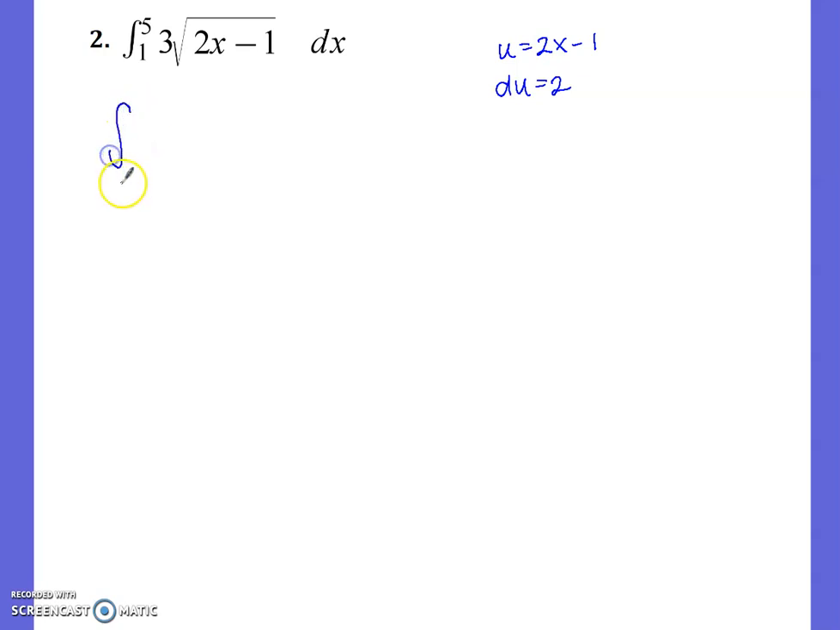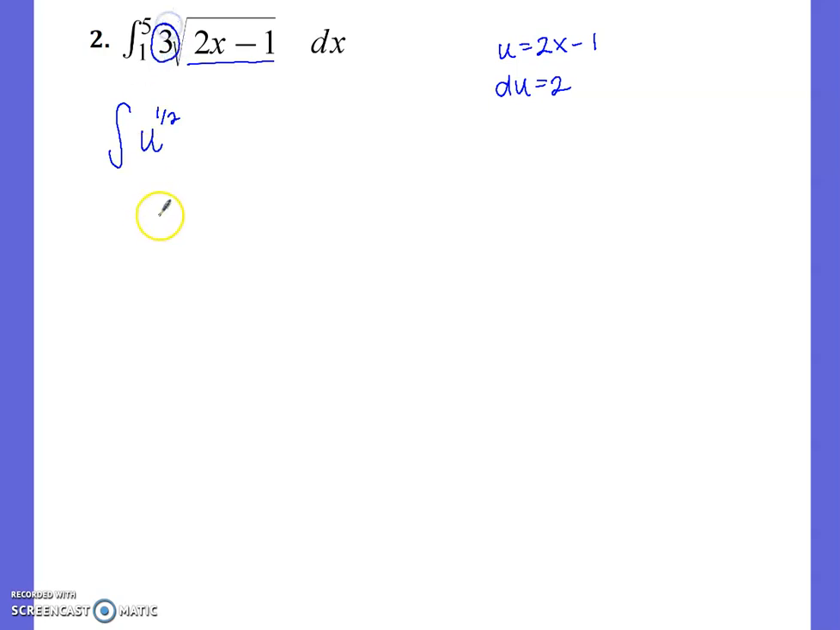So in my integral, this is the part that has u. So I'm going to write that first. So that is u to the 1/2. Remember, a square root is 1/2. If it was a cube root, it would be 1/3. If it was a fourth root, it would be 1/4.